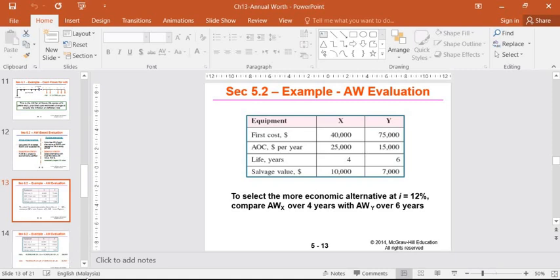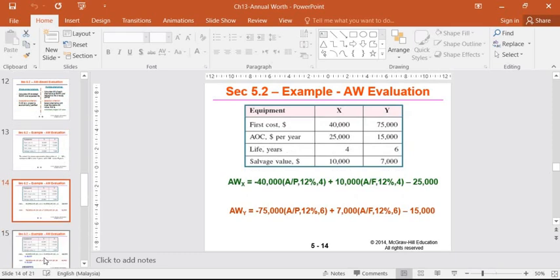So which is more economical? Because I is 12%. Compare X at 4 years and Y at 6 years. The highest or the greater, we will select that one. So from that we calculate X and Y. This is how we calculate AW of X and AW of Y. Just use the same formula and fill in the values.